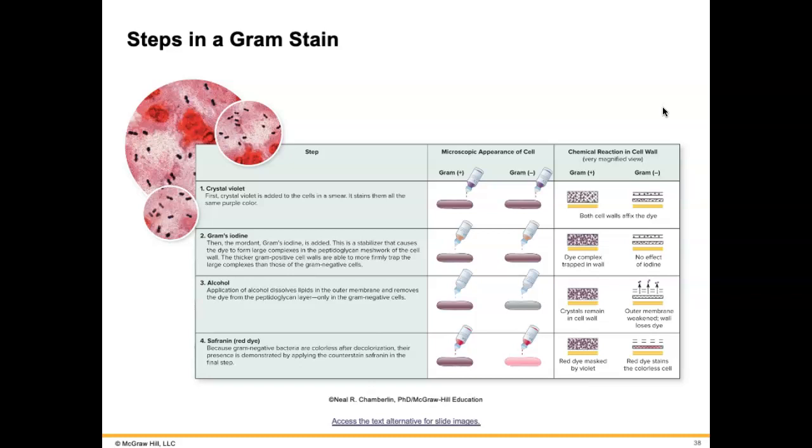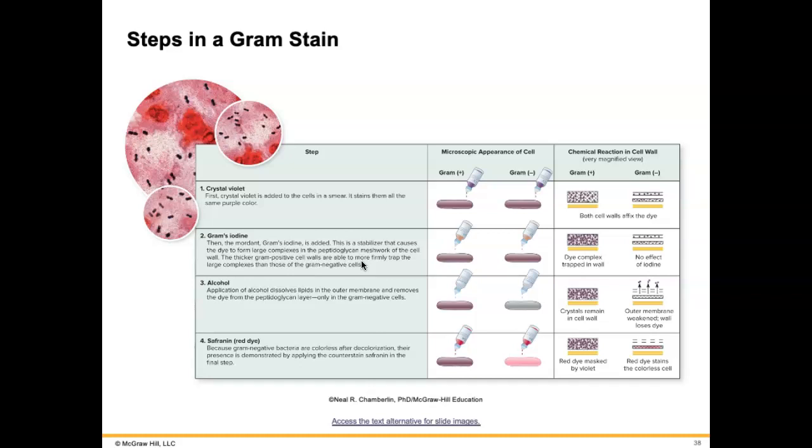The next thing that we do is we add Gram's iodine. Gram's iodine is a mordant, M-O-R-D-A-N-T, mordant. And this stabilizes the primary stain or the primary dye. And there's some stuff that happens, and I don't really worry about that, but basically it helps that initial crystal violet stick, okay, specifically to that peptidoglycan layer, okay? So we add the mordant and we let it sit for about a minute and then we rinse it off.